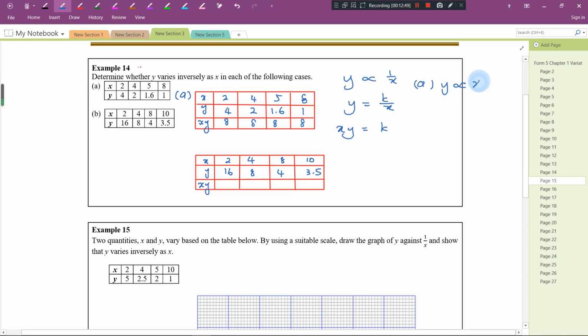To be careful, don't write this way. This is not correct. This is y varies directly as x. So if y varies inversely as x, we need to write this way, 1 over. If you don't want to write this symbol, you can just copy the whole thing: y varies inversely as x. If the question asks you to explain, then you just tell the teachers that the value of xy is always equal to a constant. Therefore, y varies inversely as x.